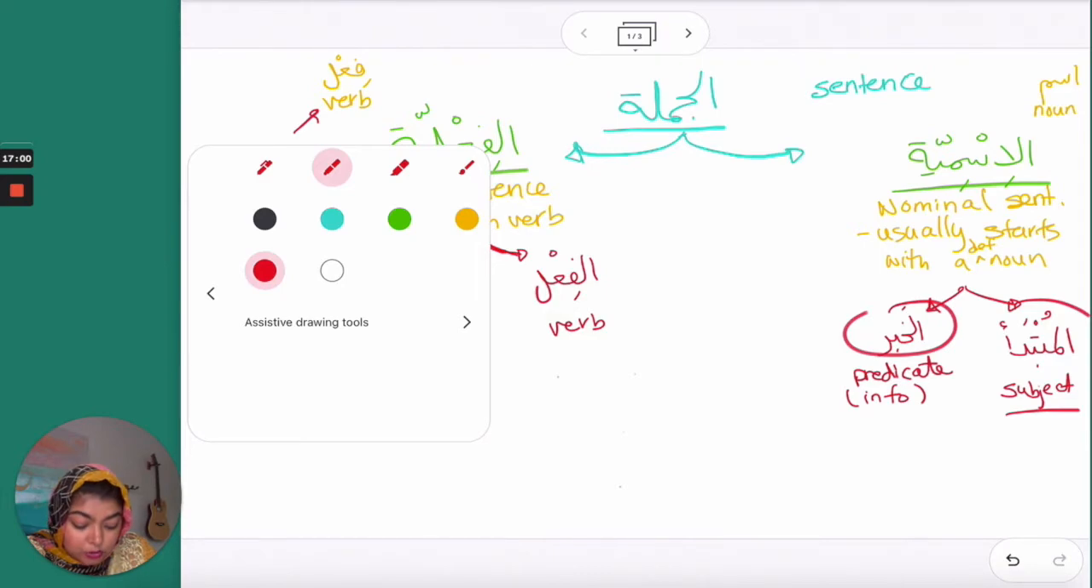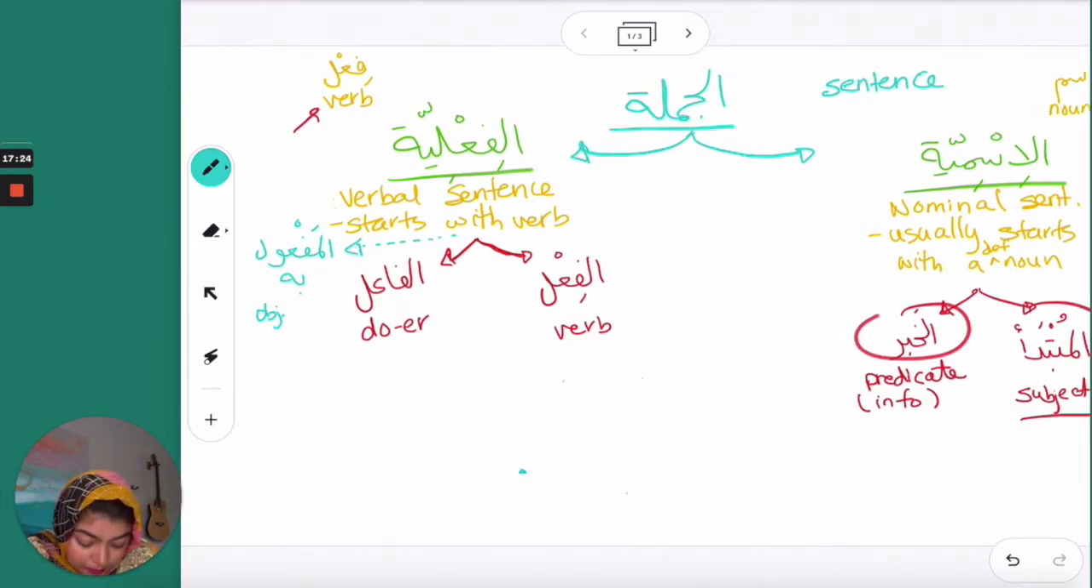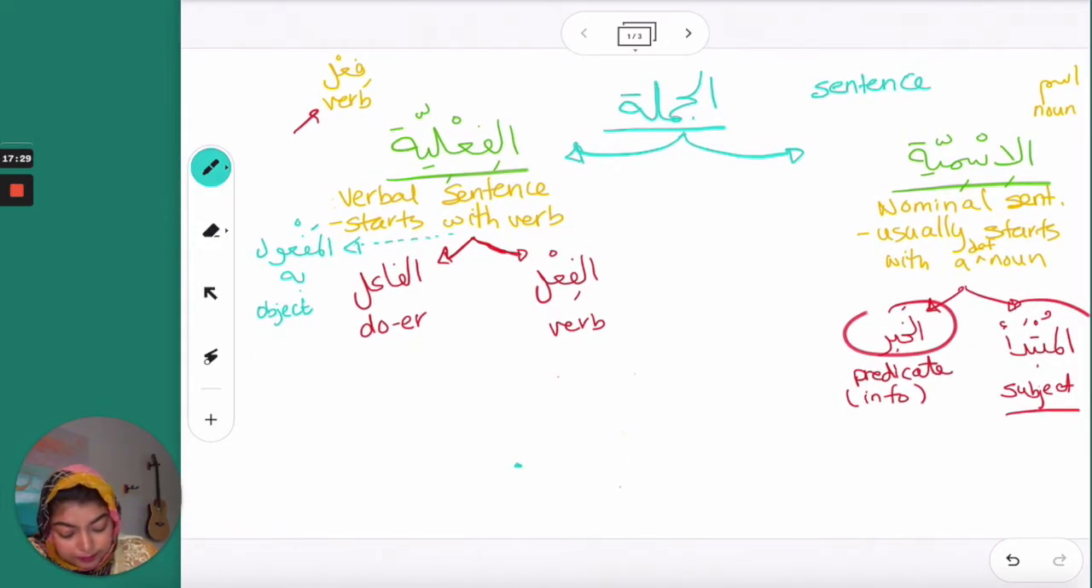Then there's an extra, and I'll put the extra here in blue. That's not mandatory. Not all your sentences are going to have it. So maybe I'll do it like this, where you may have it. And we call it al-maf'ul bihi. And al-maf'ul bihi is the object of the verb. What is the verb being done to? Okay. And this is not mandatory. Not all your sentences will have that.